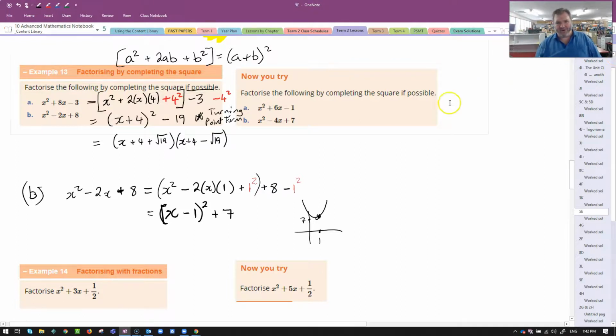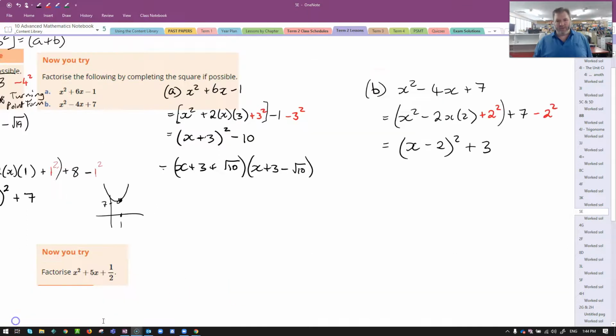There are 2 there for you to try. Have a go at theirs. I'll come back with the answers, and then you'll be off to work on your own shortly. All right, good luck. All right, so I've got my answers there. Hopefully yours match. Complete the square.